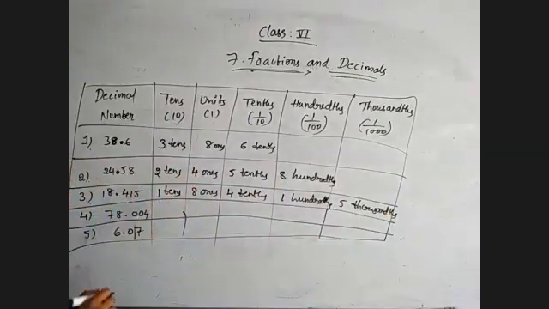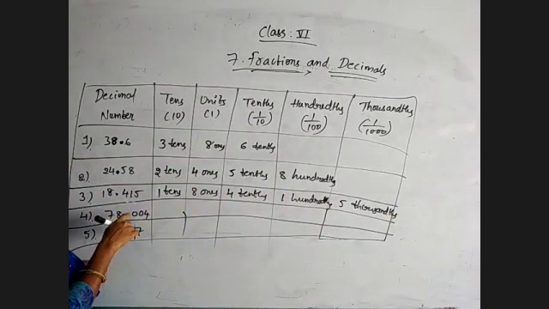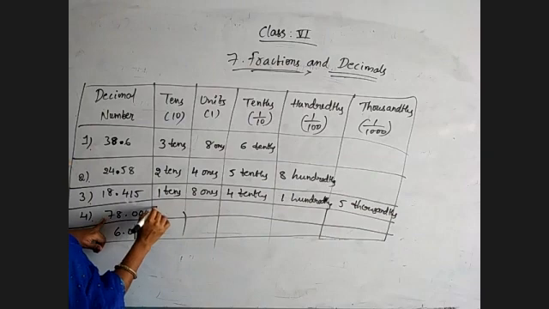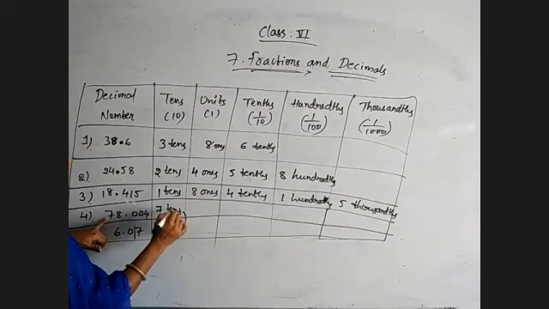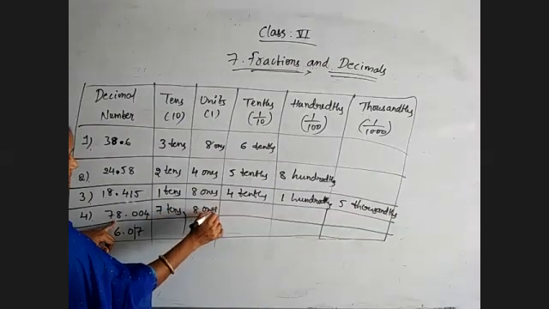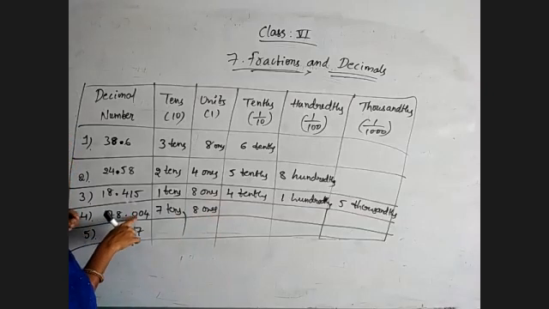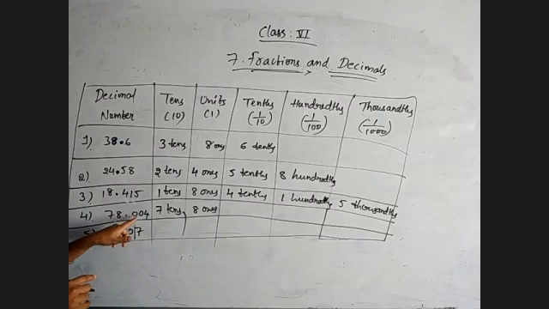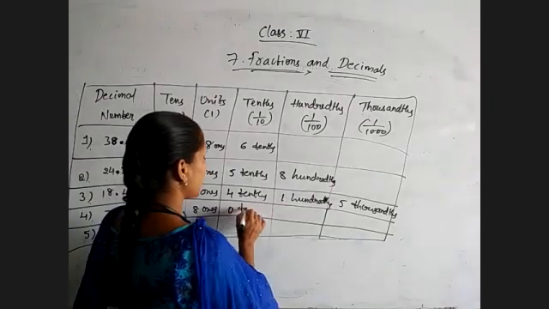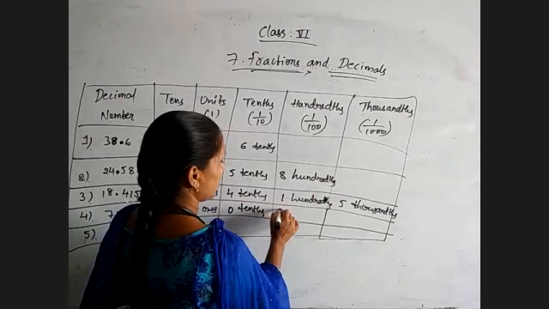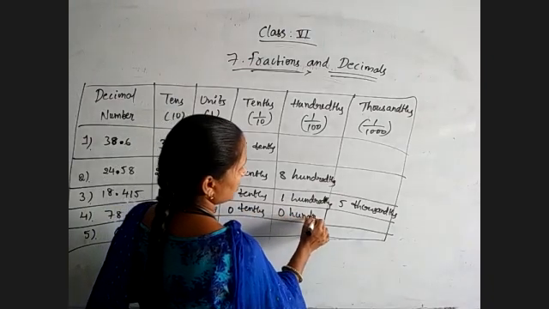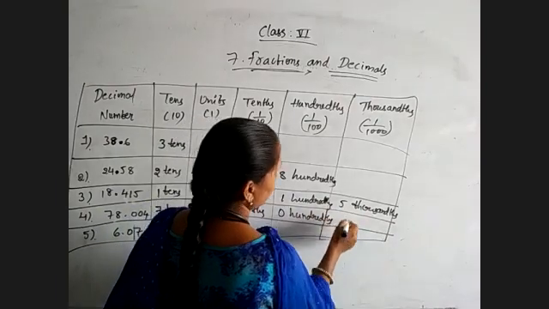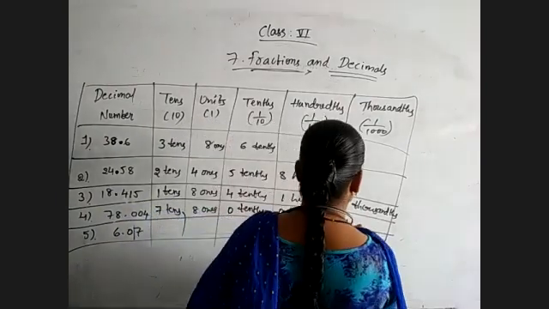Coming to the next number, 78.004. 78: 7 is in the tens place, 8 is in the ones place. After the point, 0, 0, 4. So 0 tenths, 0 hundredths, and 4 thousandths.